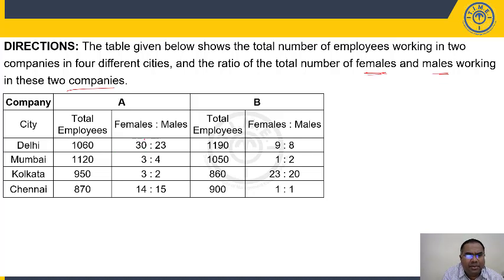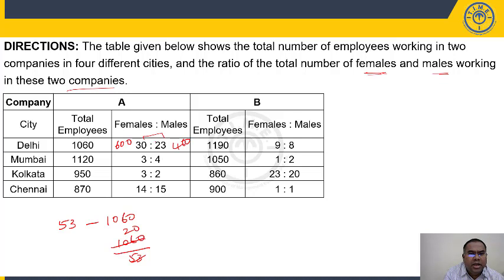30 plus 23, total parts is how much? 53. This 53 parts is equal to the total number of employees, 1060. Then each part is how much? 1060 by 53. 53 goes 2 times in 106, so 20. So 30 parts means 30 into 20, 600. 23 parts means 23 into 20, 460.